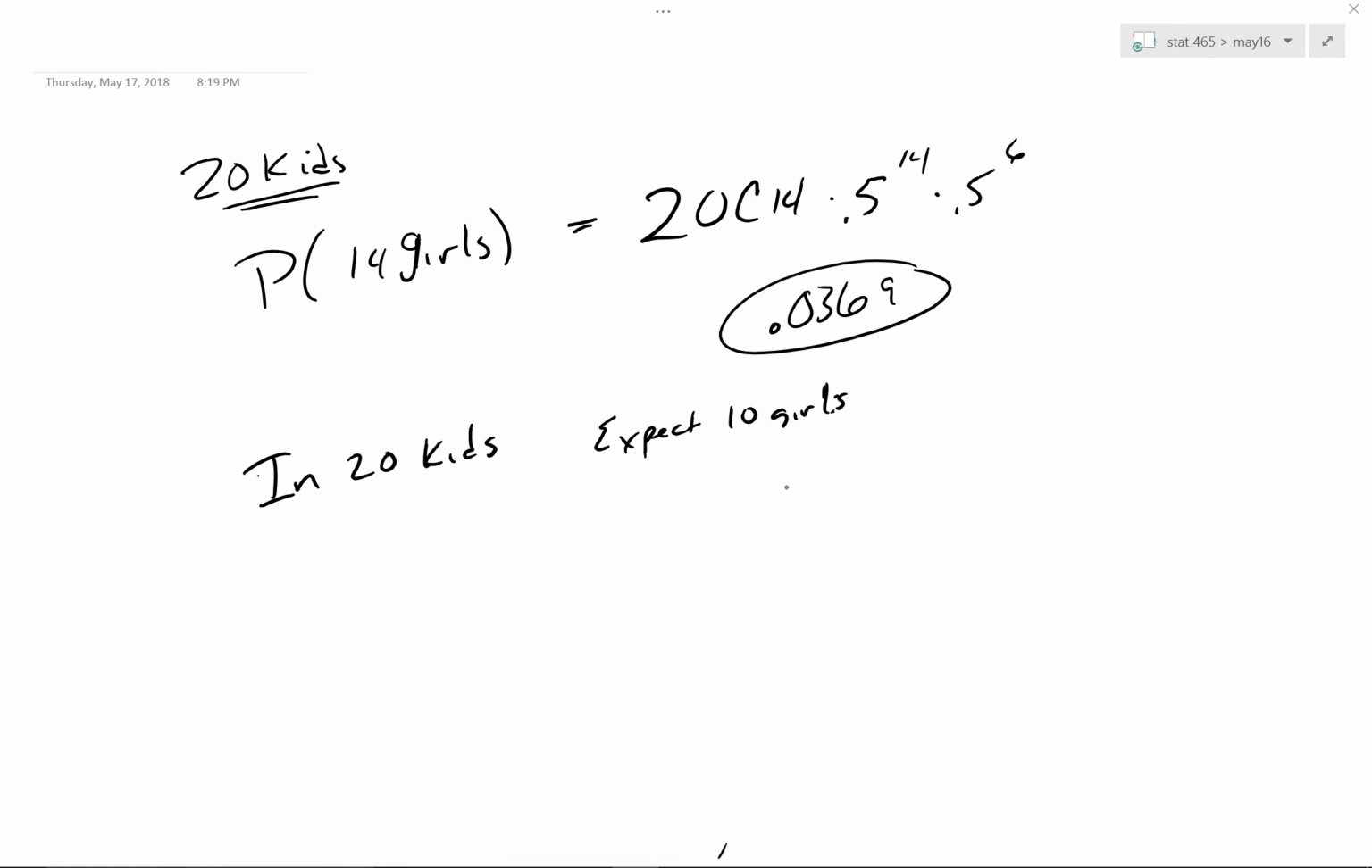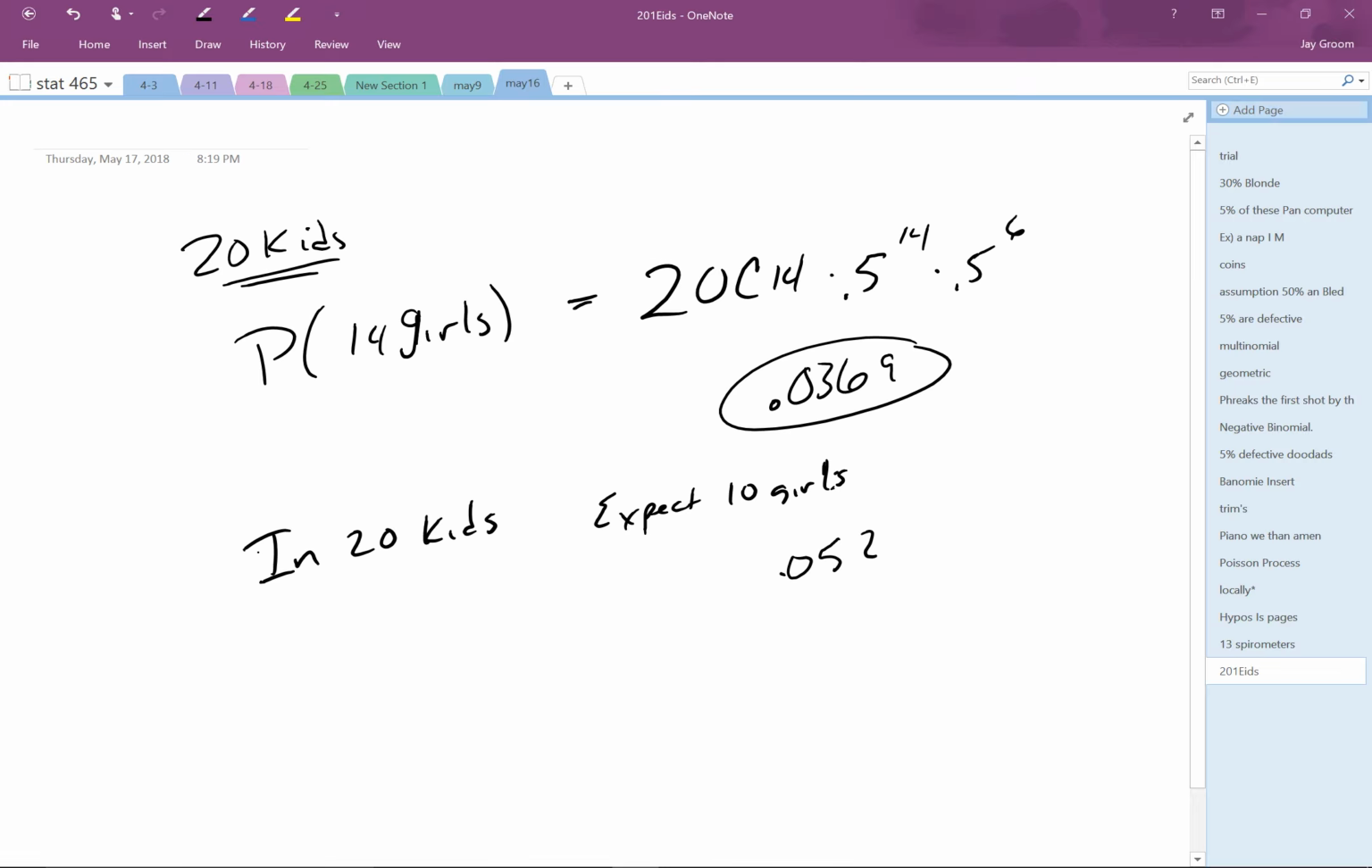Now you're like, that's not a very good approximation, Jay. No, it's not, because this is still a fairly small sample size. Now, what if we just drew people's names out of a hat? And by the way, the population that we have is evenly split boys and girls.